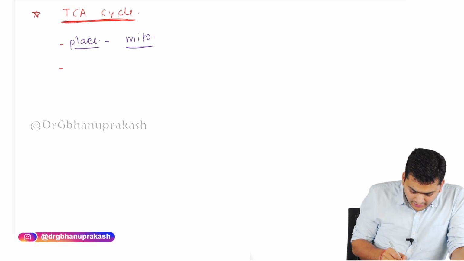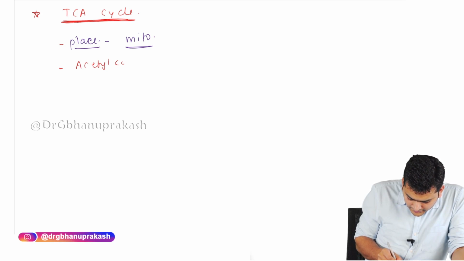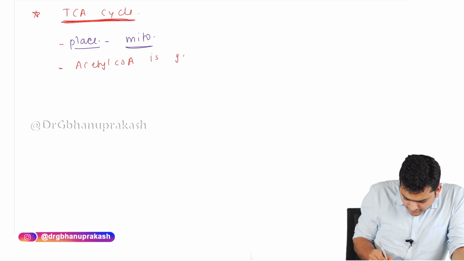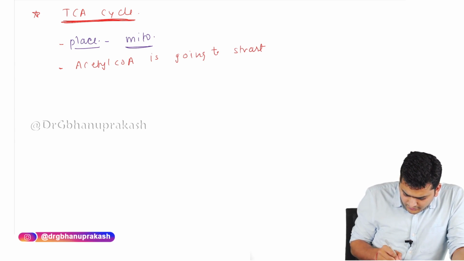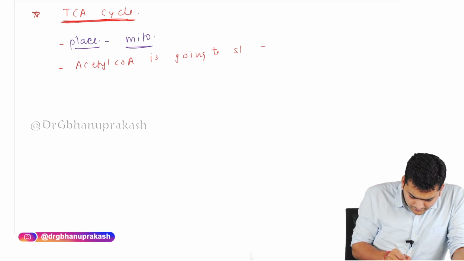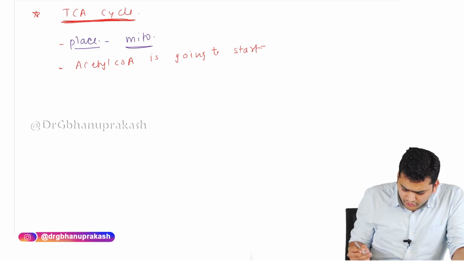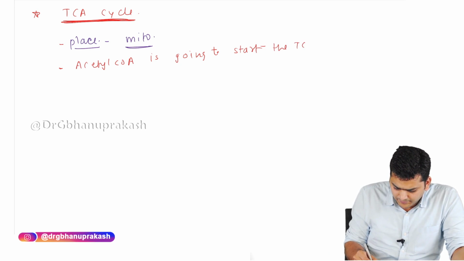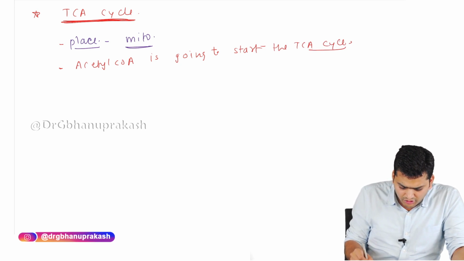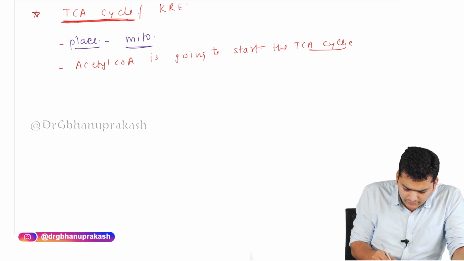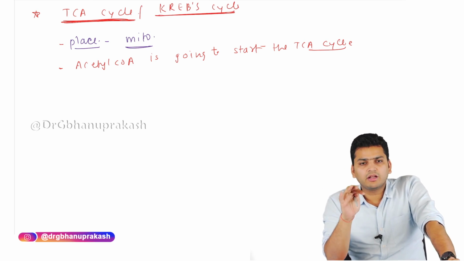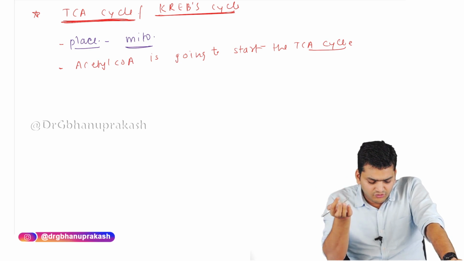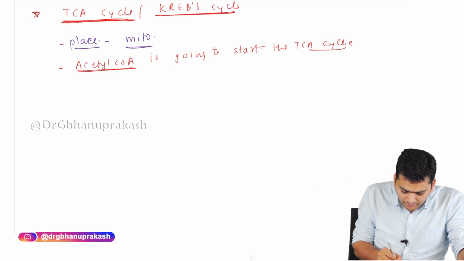So I can say acetyl-CoA is going to start the TCA cycle. TCA cycle is also referred to as the Krebs cycle. Tricarboxylic acid or the Krebs cycle, that is going to occur in the mitochondria, and who is going to kick start it? It is going to be started by the acetyl-CoA, which is of 2 carbons.